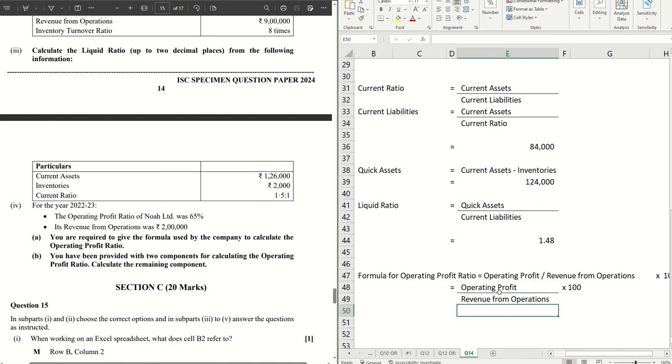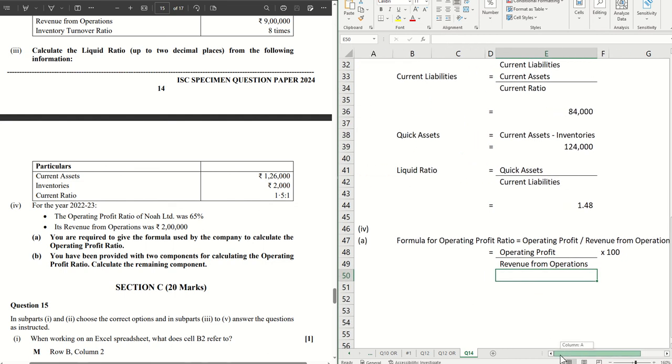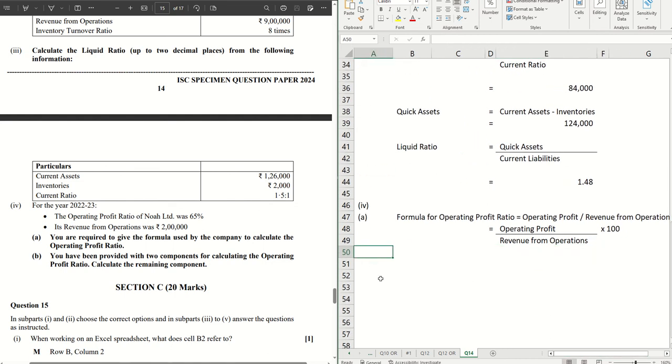Again, be careful. They're asking for operating profit ratio and not operating ratio. That is one area where you might go wrong if you don't read the question properly. Then the second part says we have been provided with two components for calculating operating profit ratio. Calculate the remaining component. So the other component which is missing is the operating profit.